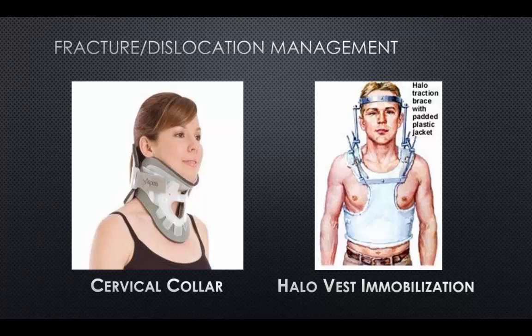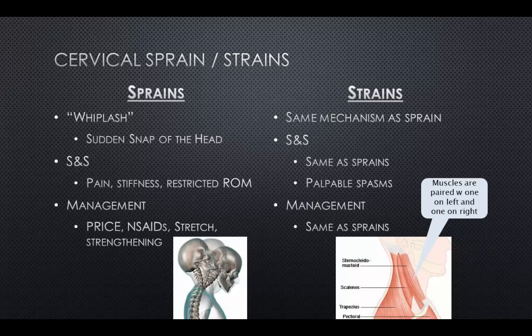Cervical sprains are when the ligaments of the neck are damaged, frequently through a whiplash or sudden snap of the head. Signs and symptoms include pain, stiffness, and restriction in the range of motion. Management of cervical sprains include PRICE, or protection, rest, ice, compression, and elevation, NSAIDs, or nonsteroidal anti-inflammatory drugs, stretching, and strengthening. Cervical strains occur when the muscles or tendons of the neck are damaged, frequently through the same mechanism as results in cervical sprains.